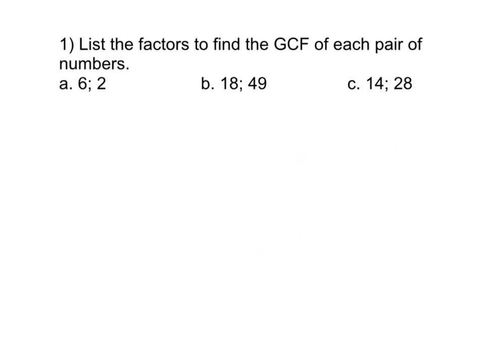Pause the video and do these in your notebook. Be sure to label the section as exercises and number your work. 1. List the factors to find the greatest common factor of each pair of numbers. A. 6 and 2. B. 18 and 49. C. 14 and 28.